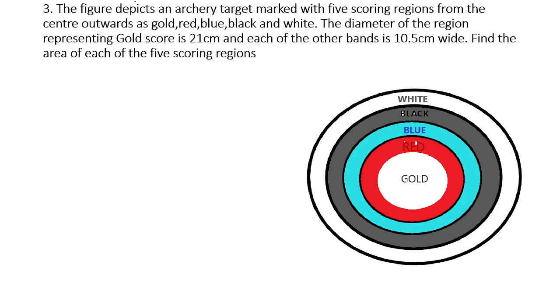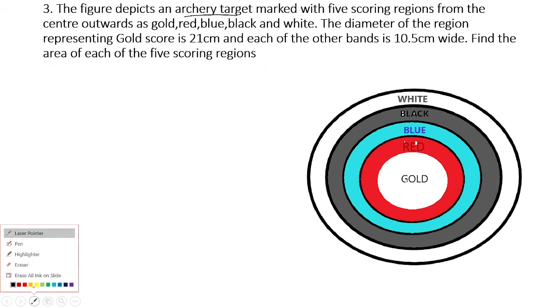This is the question. The figure depicts an archery target. If you have watched the Olympics recently, I think you have come across this, right, in archery? This is the target, with 5 scoring regions from the center towards gold, red, blue, black and white. The diameter of the region representing gold score is 21 centimeter, and each of the other bands, all these other bands, is 10.5 centimeter width. Find the area of each of the 5 scoring regions.